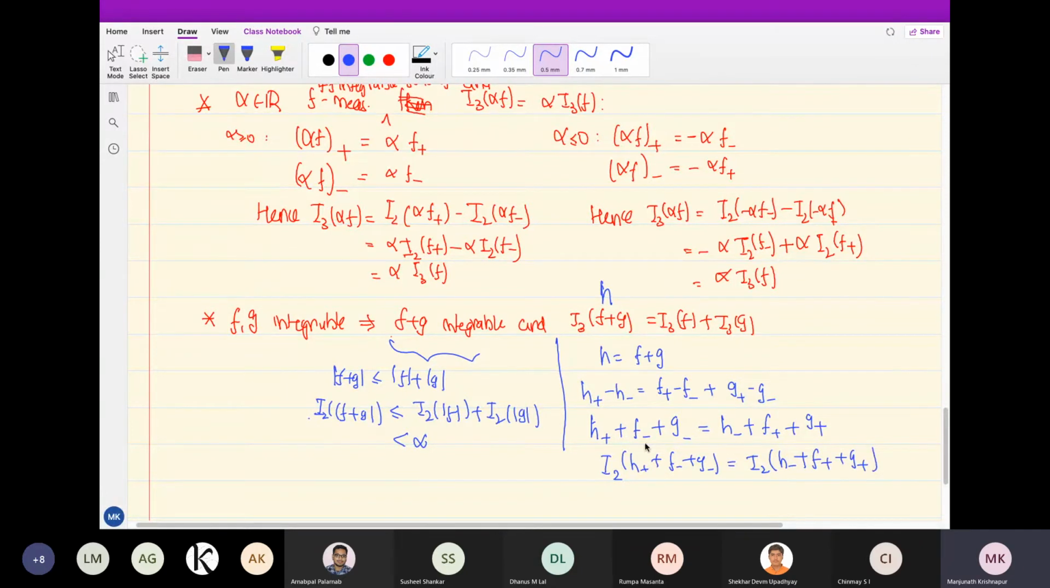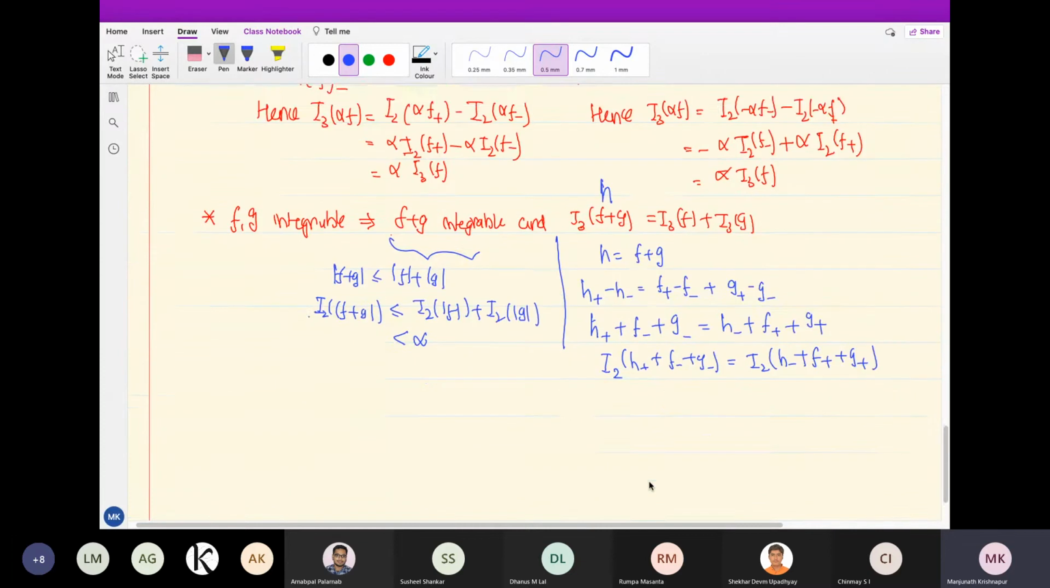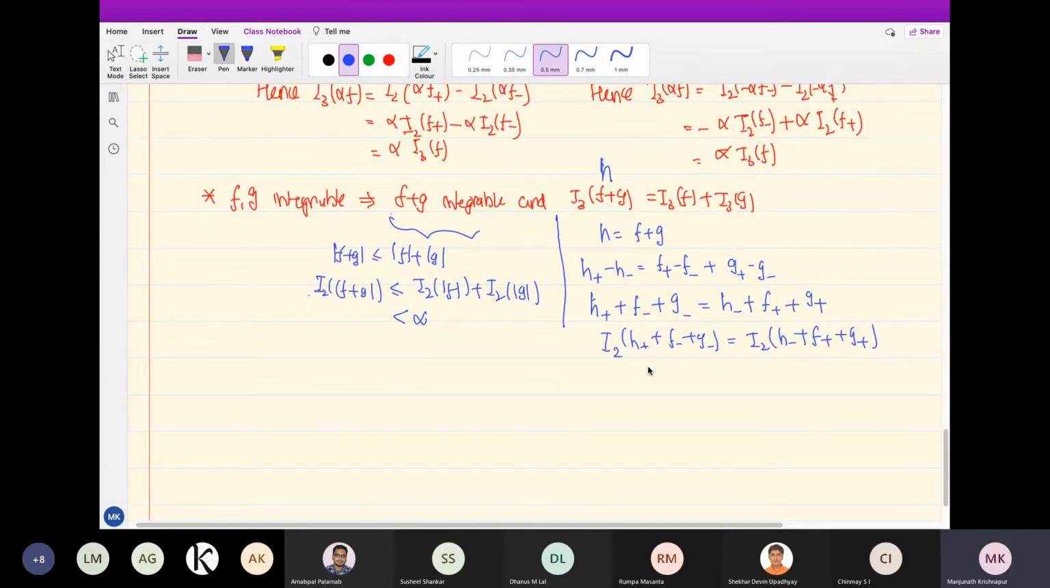Because everything is non-negative, the sum is non-negative measurable. But all these individual pieces are also non-negative measurable. Therefore, I already know that this is I2 of H plus I2 of F minus plus I2 of G minus, right? On the other hand, this is equal to I2 of H minus plus I2 of F plus plus I2 of G plus. So this sum is equal to this sum.